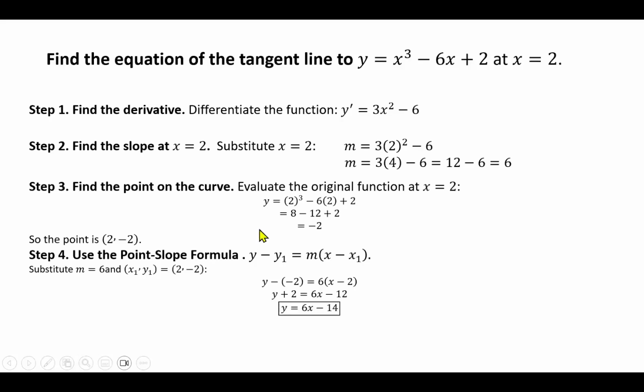Next, you want to use this formula, but to use this formula, you need to know the y-coordinate. So to find the y-coordinate when x equals 2, you substitute in the original function, and that gives you -2. And so then you substitute the y1, the m, which is the slope. It comes from the derivative, and the x1. Everything else, the other y and the other x, remains. And once you simplify, you find the equation of the tangent line, which is 6x minus 14.